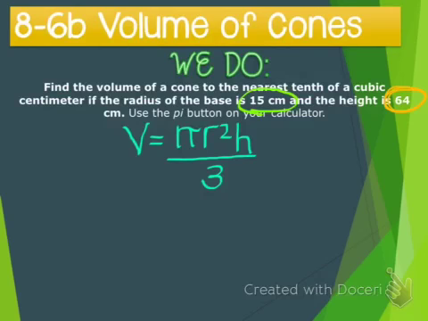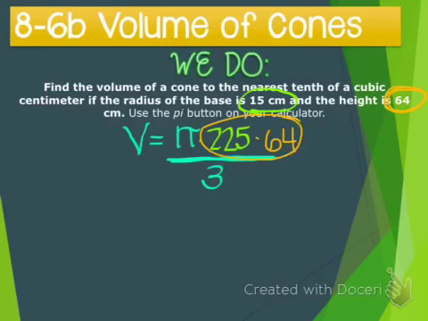So our radius is 15. So I'm going to put it where I had r squared and I'm going to do 15 squared. And then they give us a height of 64. So I'm going to take away this height and substitute in times 64 for my height. So now we can start simplifying and just reducing this down to basically what it's equal to. So we're going to start with our 15 squared. 15 times 15 is equal to 225. And now we're going to simplify the 225 times 64 right here.